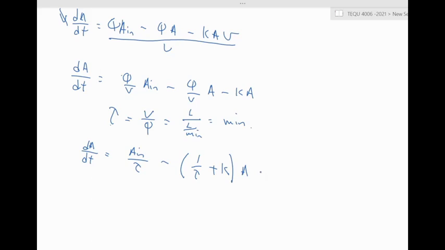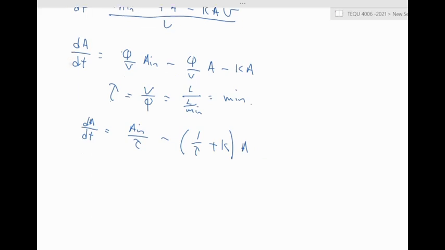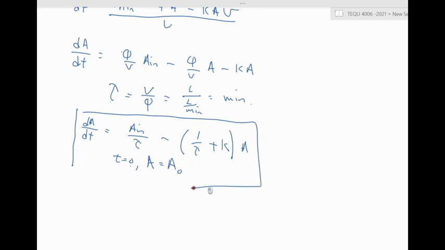Now, the only thing that I need is the initial condition. Let's say that at time 0, what is the concentration inside the reactor? Please do not confuse that with A in. This is coming from the outside. At time equals 0, what is the concentration of A? In general terms, I can call that A0. And that will do. So here we have the mass balance for component A.